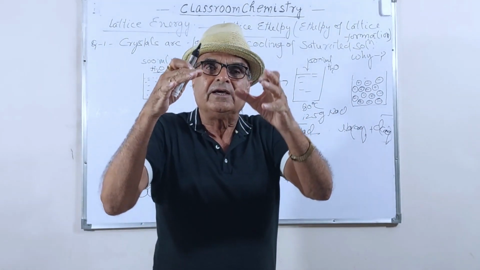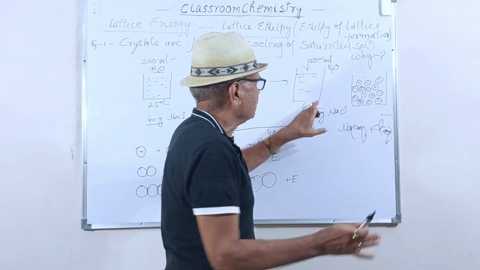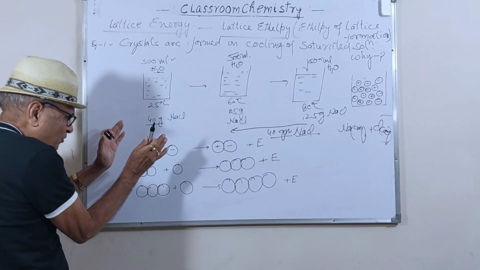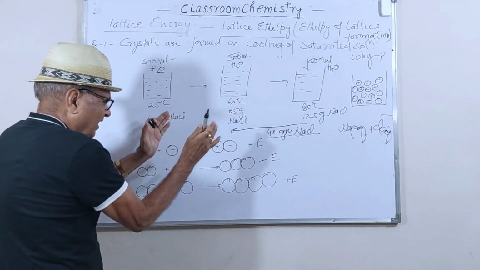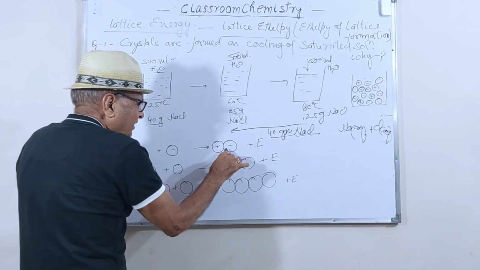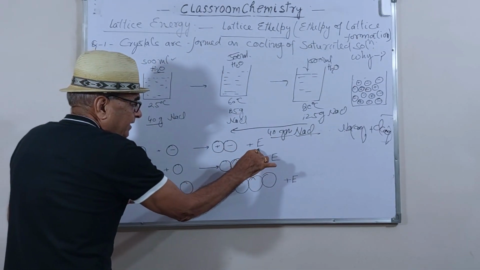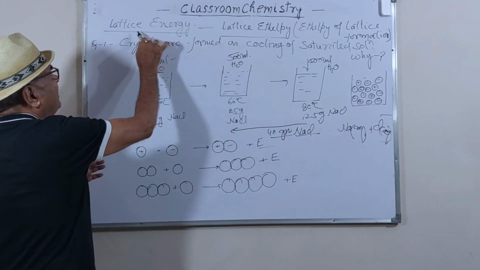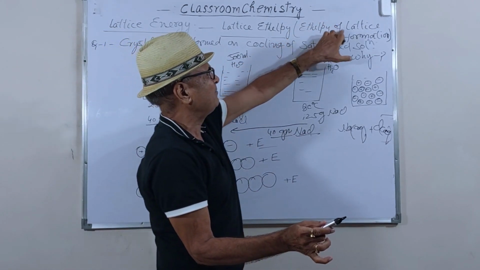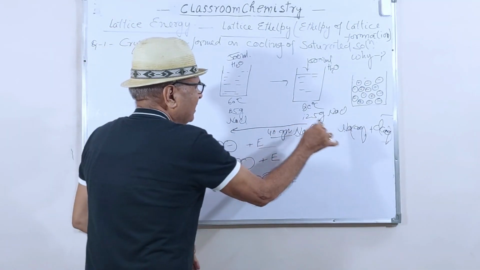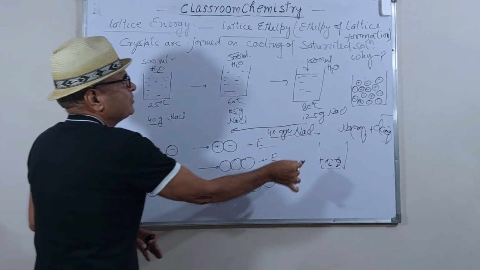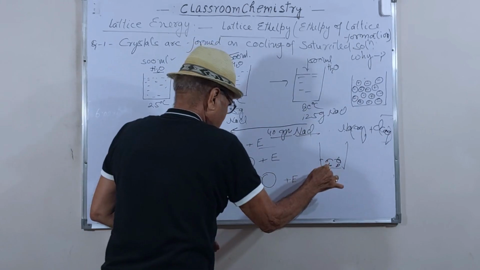When you cool this saturated solution, the Na positive and Cl negative ions will associate and connect with each other to form NaCl. So here again the energy is released. This energy is called the lattice energy, and especially you can say this is the enthalpy of the lattice formation, because here the crystals are formed by releasing this energy. So it is called the enthalpy of the lattice formation.